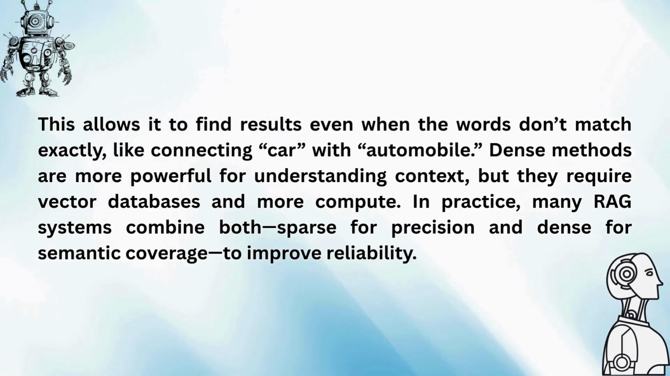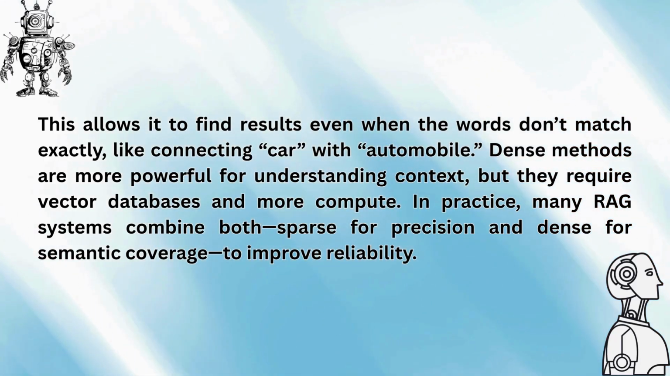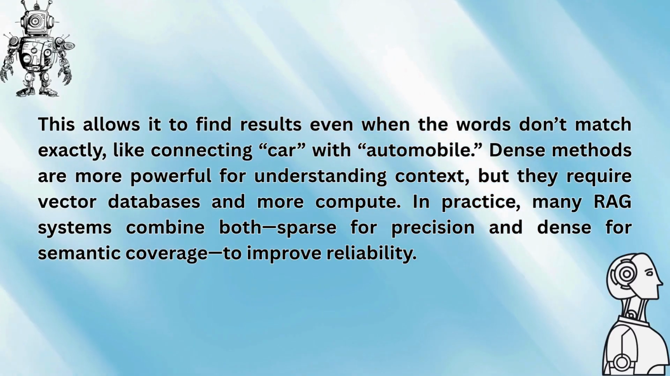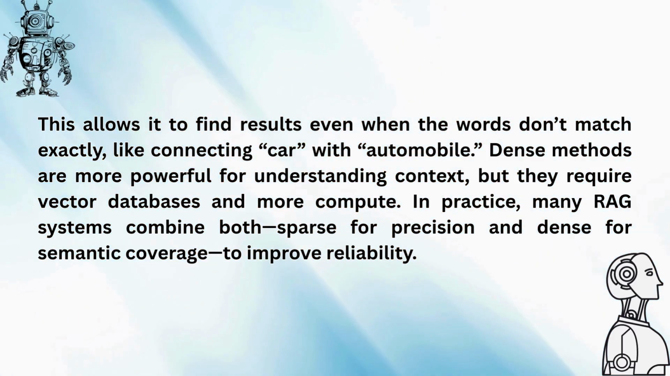Dense methods are more powerful for understanding context, but they require vector databases and more compute. In practice, many RAG systems combine both, sparse for precision and dense for semantic coverage, to improve reliability.